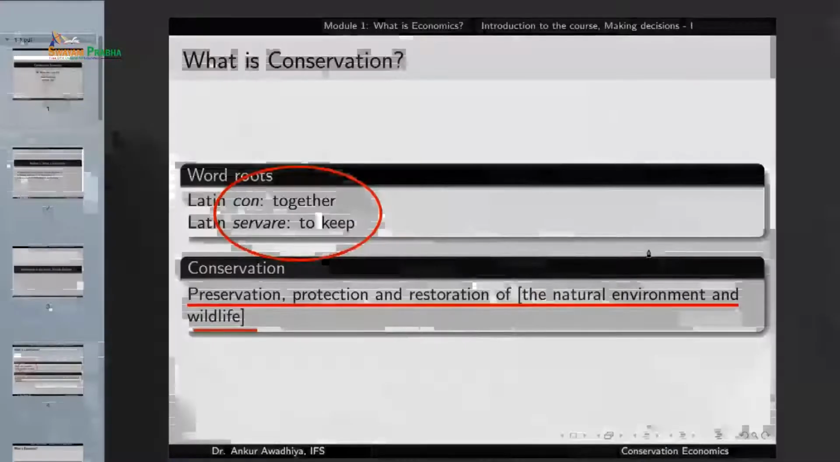And to have that healthy population, we need clean air, we need clean water, we need biodiversity, which will give us these medicines. We need food, we need fibers, we need fodder, we need a lot number of things. And for that, we need to do conservation. That is the preservation, protection, and restoration of the natural environment and wildlife.